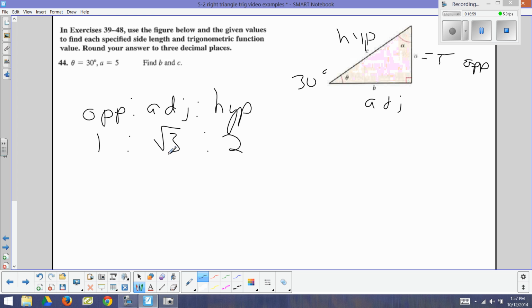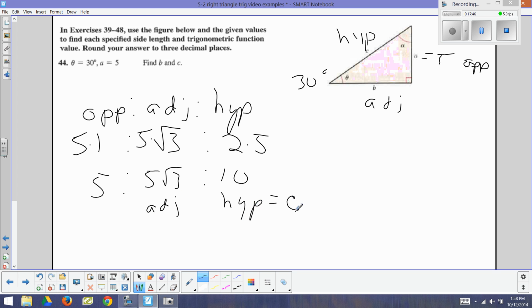The sides have a ratio of 1 for the opposite, 2 for the hypotenuse, and radical 3 for the adjacent side. If my opposite side here is 5, then all I have to do is multiply 1 by 5, I get 5. If I multiply radical 3 by 5, I get my adjacent side. And if I multiply 2 by 5, I get my hypotenuse. So this will have a ratio of 5, 5 radical 3, and 10. So my opposite side is 5, my adjacent side is 5 radical 3, and my hypotenuse is 10. Hypotenuse was C, I found it. The adjacent was D, and that's what I needed to do.